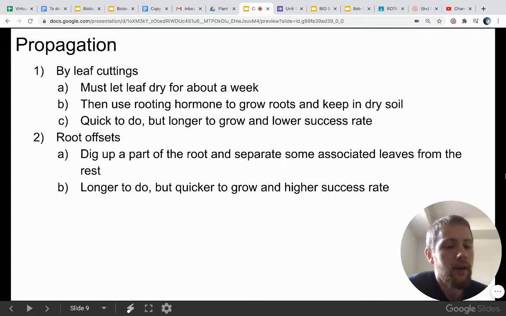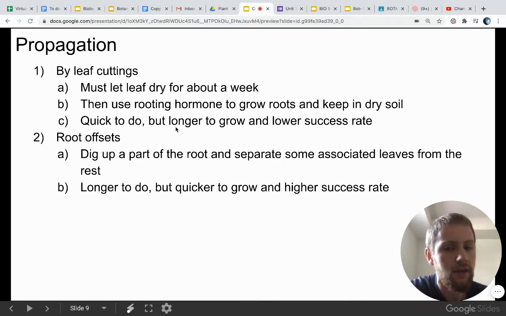So in order to do that, we don't want to put it in moist soil. It doesn't really need moist soil anyways, but we certainly don't want to put it in moist soil right after we cut it. So we got to let the leaf dry. Then we'll use some rooting hormone. I just bought a bunch of extra rooting hormone, and we'll dip it in rooting hormone and then put it in some kind of minimally moist soil, fairly dry. And we want to wait until that soil dries out completely before we water again.